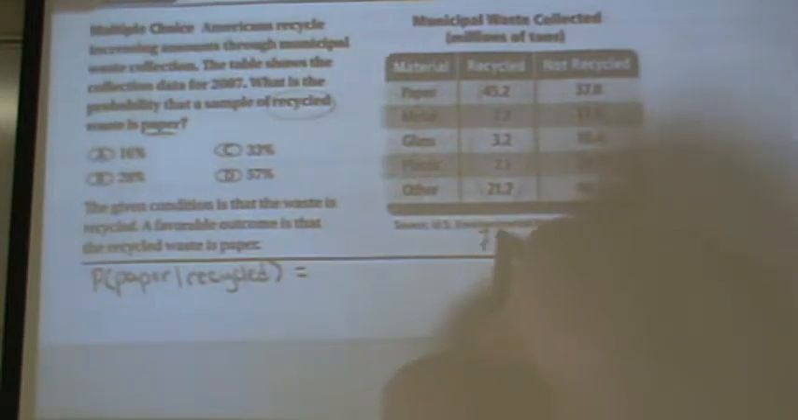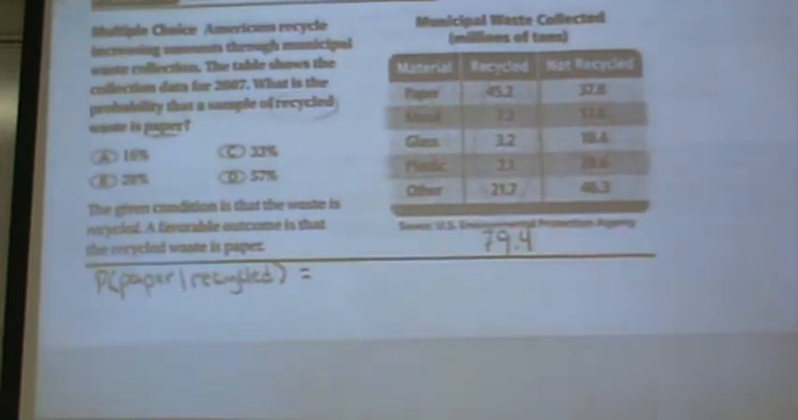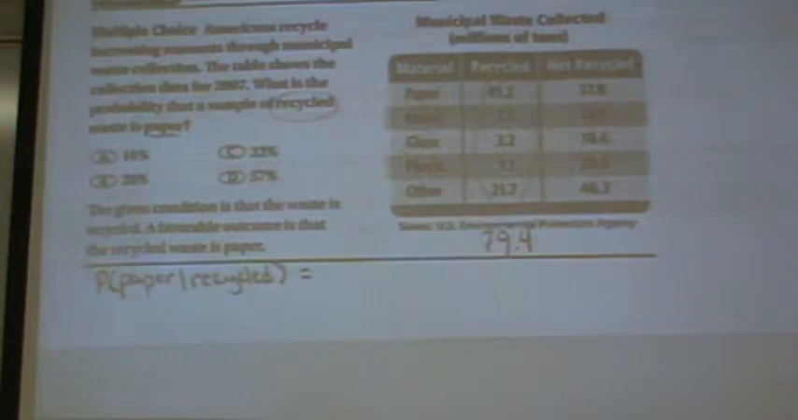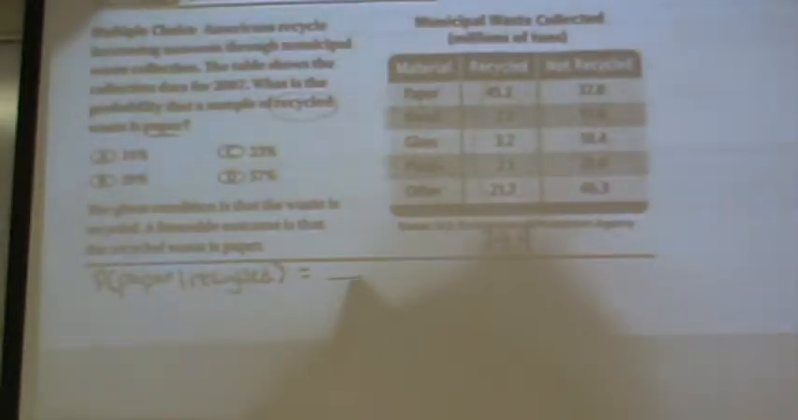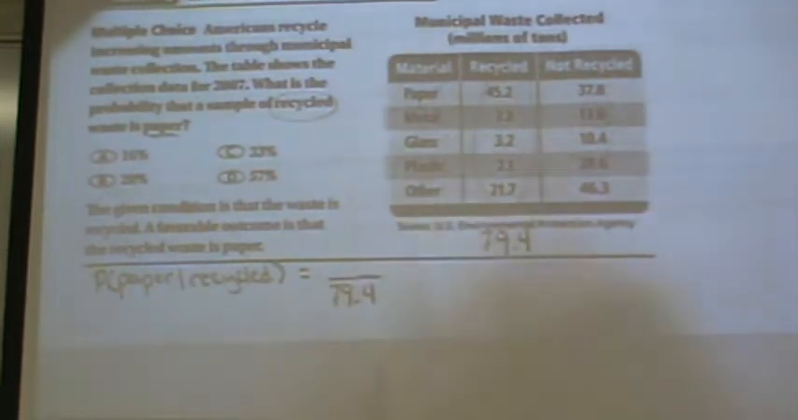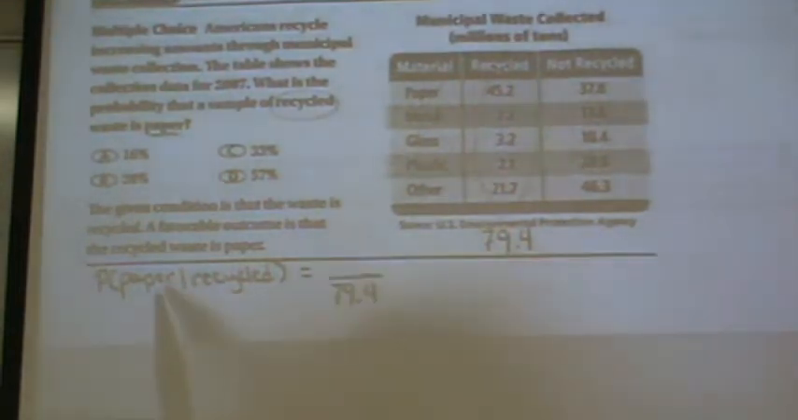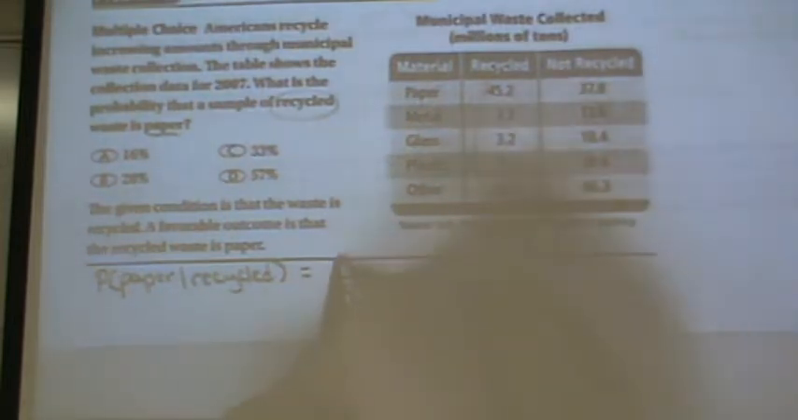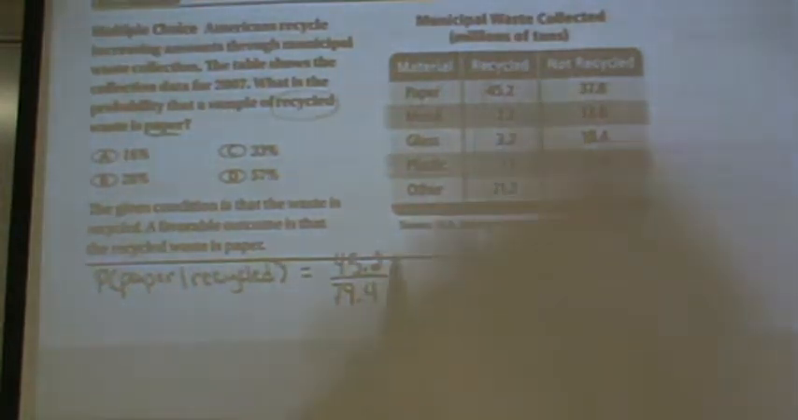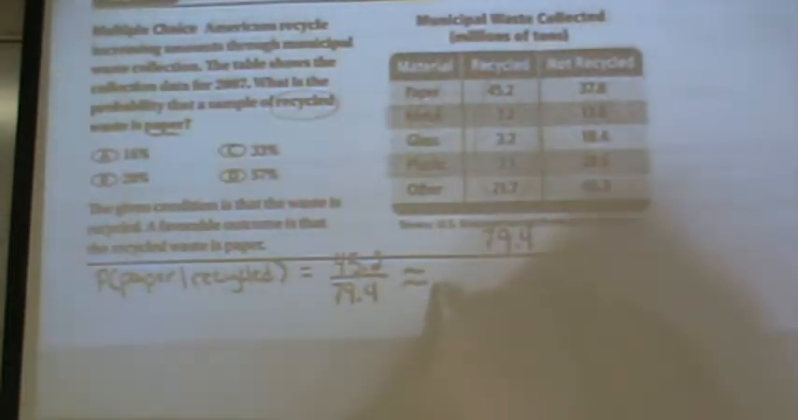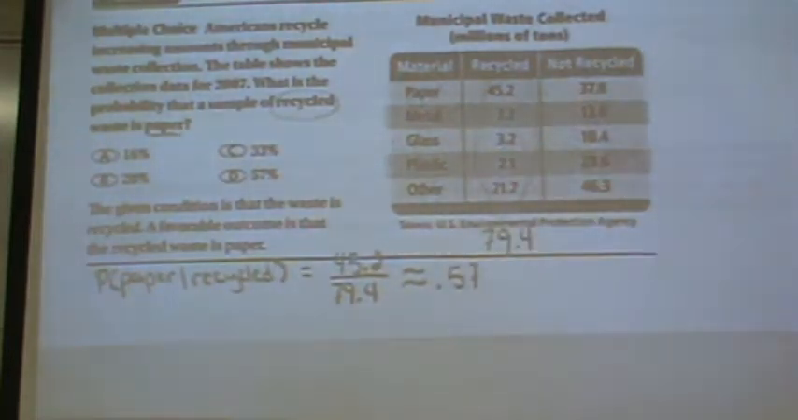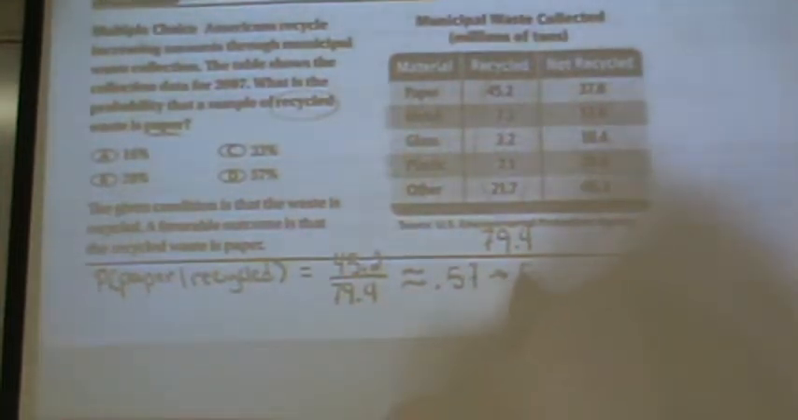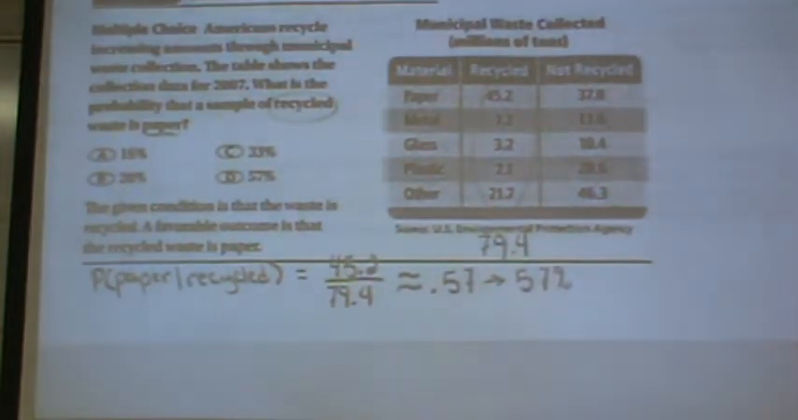Our total is going to be 79.4 when we add up that whole column. So the bottom part of our ratio is going to be 79.4. Then we want to know which percentage is paper. We're told that 45.2 is paper, so we put 45.2 over our whole. Again, part over the whole. We get out a decimal, approximately 0.57, and changing that to a percentage gives you 57%. So of the recycled waste, 57% of it is paper.